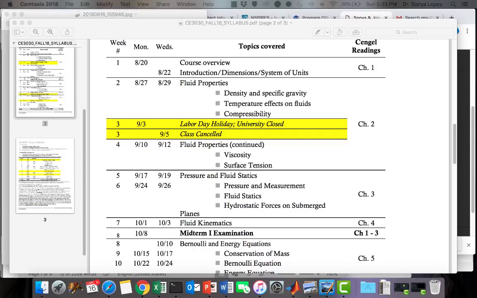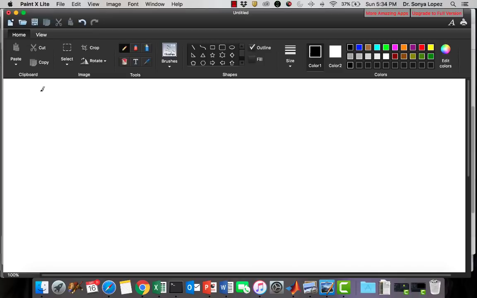Okay, so we're going to start with our recap of pressure and go over fluid statics and hydrostatic forces on submerged systems in this lecture and the next lecture. The first thing we're going to do is start the lecture with the recap of Chapter 3. So there's some really important principles that we've learned so far.